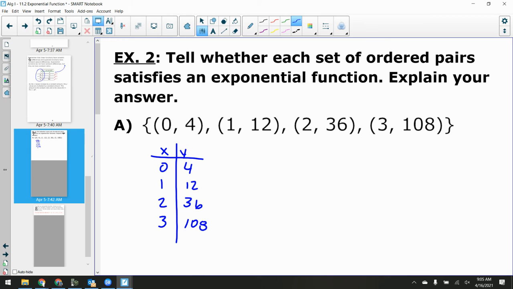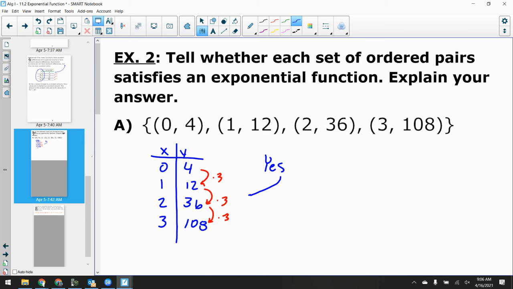All right, do you see a common ratio? Do you see a common ratio? What is it? Times 3. I see a common ratio, and it's a common ratio of 3. So is this exponential? You would say, yes, this is exponential. And why? Because it's got a common ratio of 3.